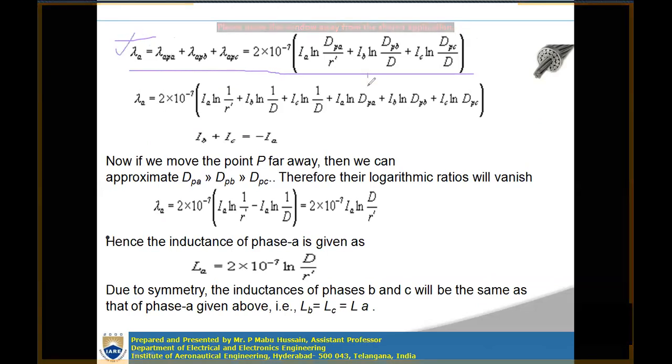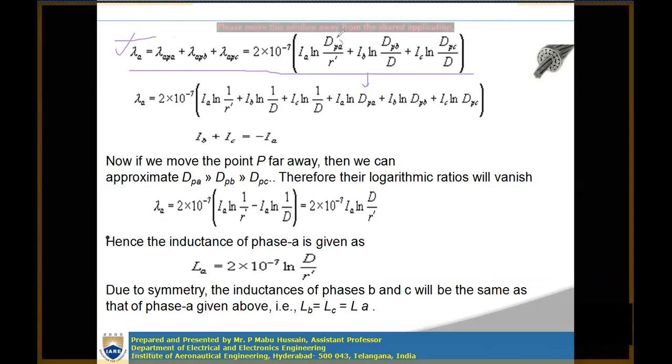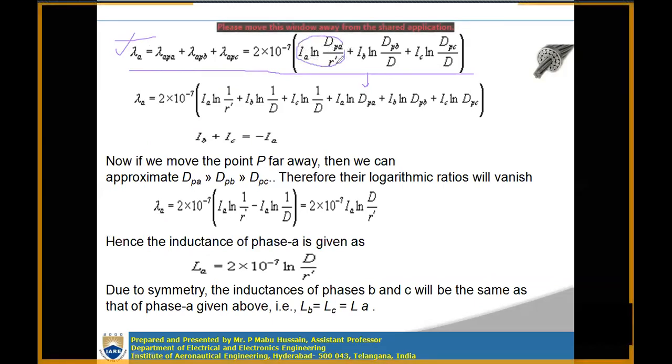Now from this equation, you can write lambda A is equal to 2 into 10 power minus 7. Here IA into ln dPA by R dash can be written as IA into ln dPA plus IA into ln 1 by R dash.